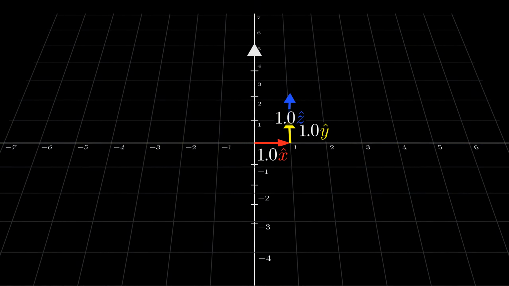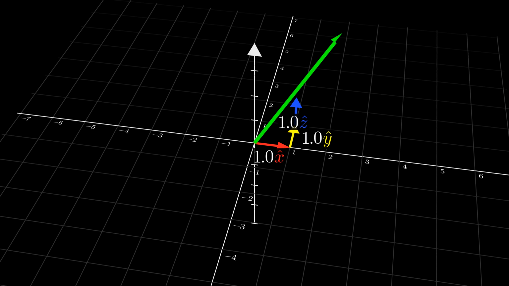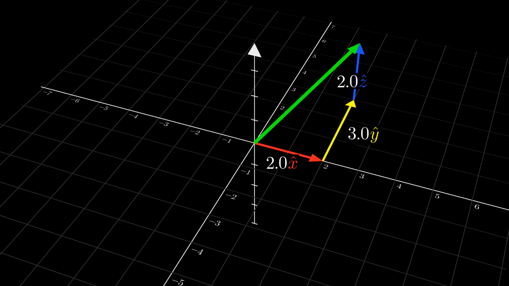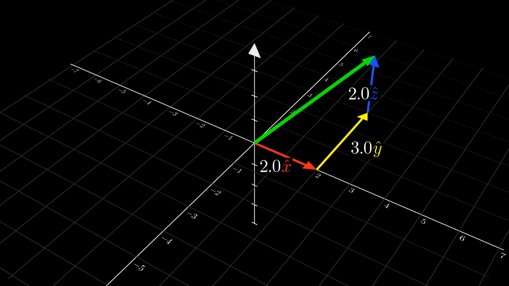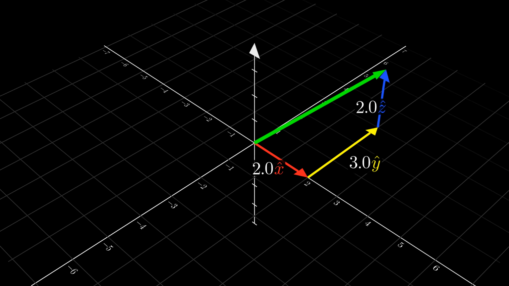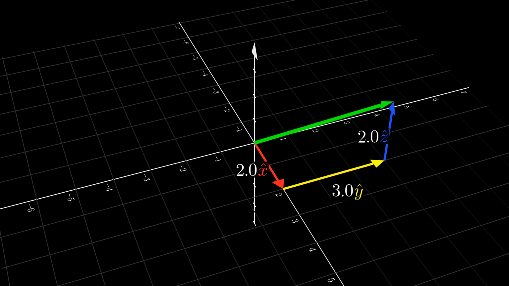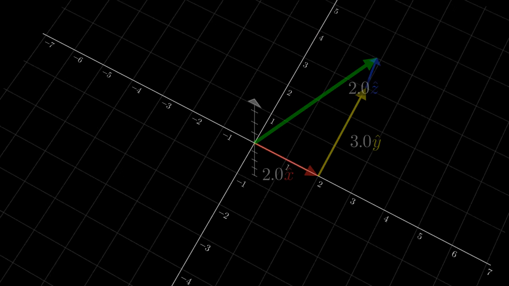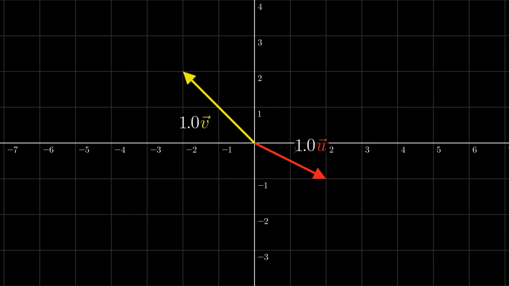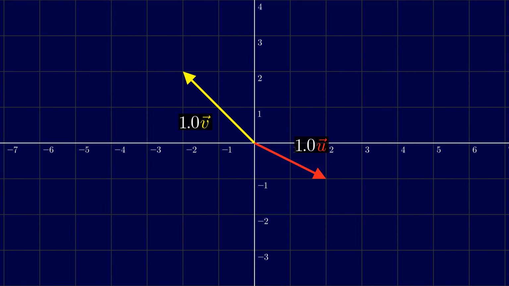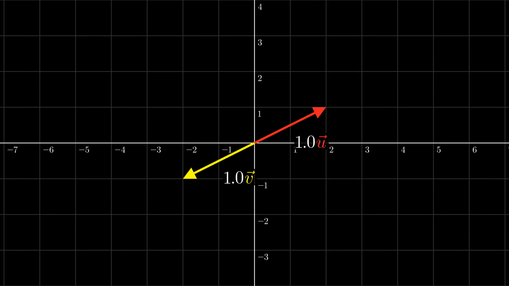In 3 dimensions, we found that any point in 3D space can be written as a linear combination of x hat, y hat, and z hat. Thus, the span of x hat, y hat, and z hat is all of 3-dimensional space. When we went back to 2 dimensions with these two vectors, we found that the span is again the xy plane, and when we considered these two vectors, we found that the span is just this line.